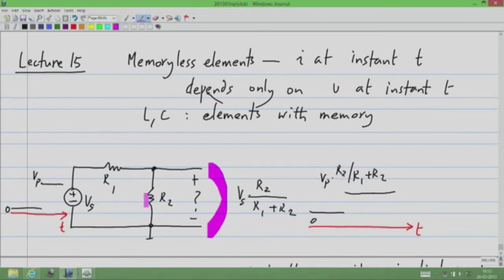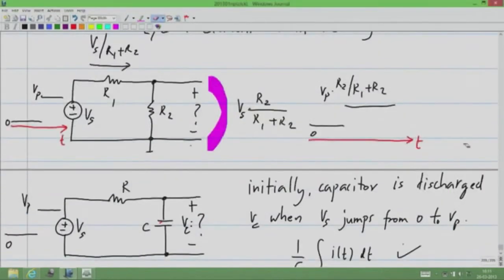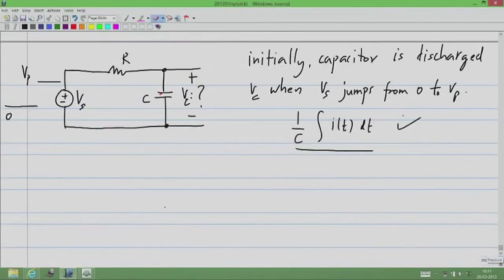The current in this is Vs by R1 plus R2. Whereas here we have to find out, and the current itself depends on the voltage of the capacitor. So now what I would like to do is to write the equation for this circuit so that I can solve it. What I'll do is this.